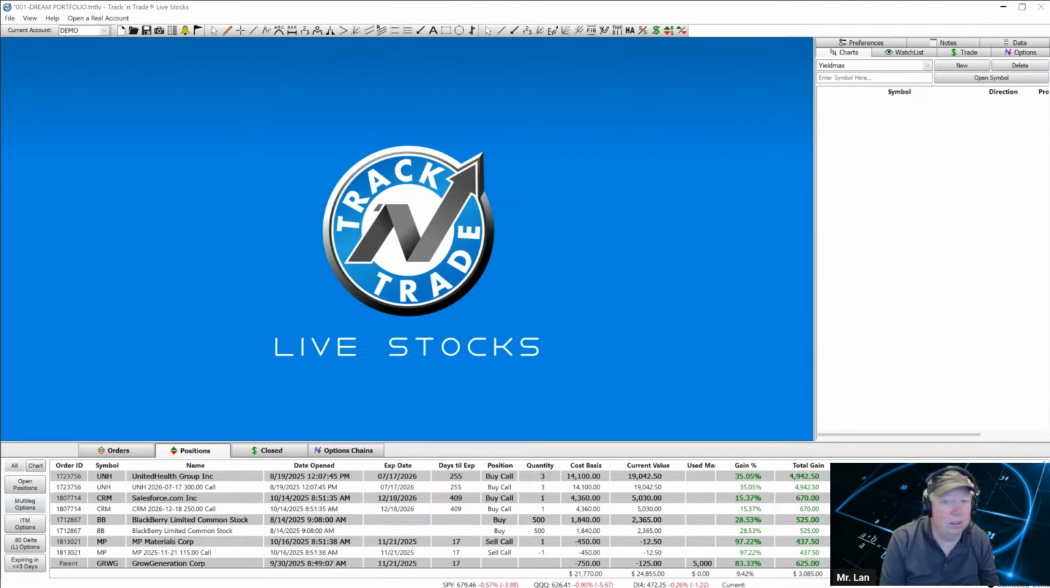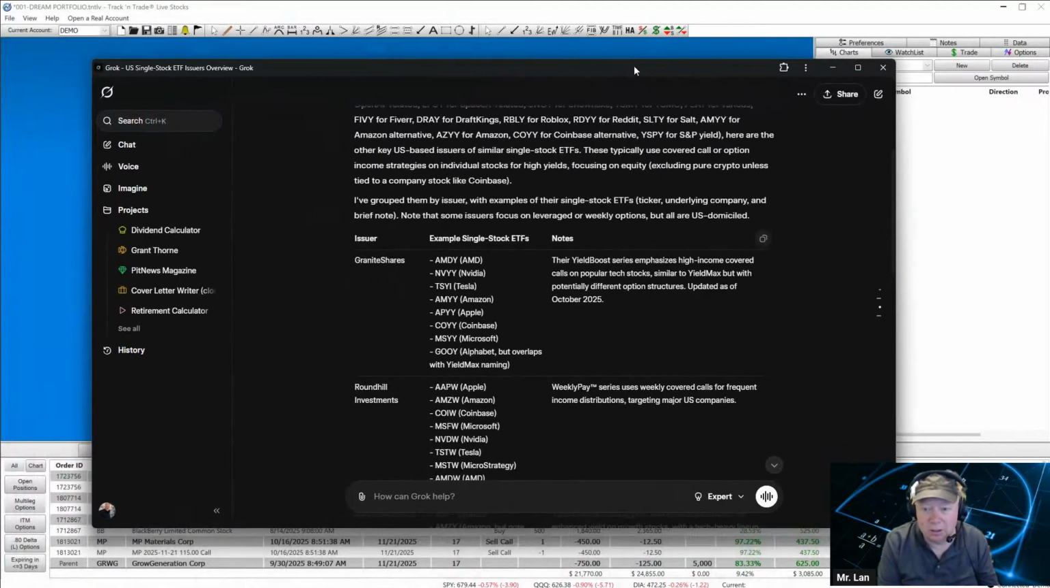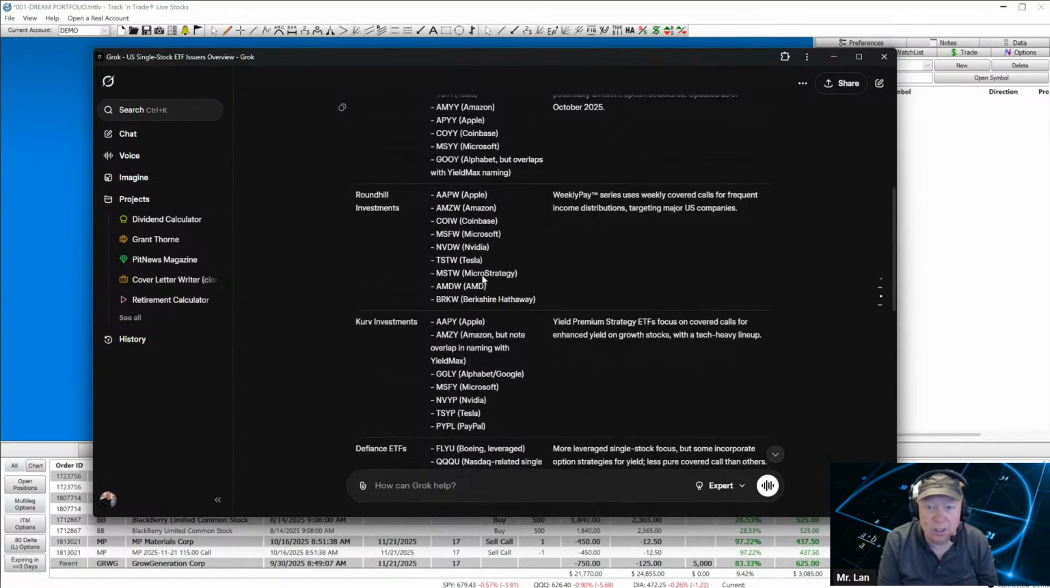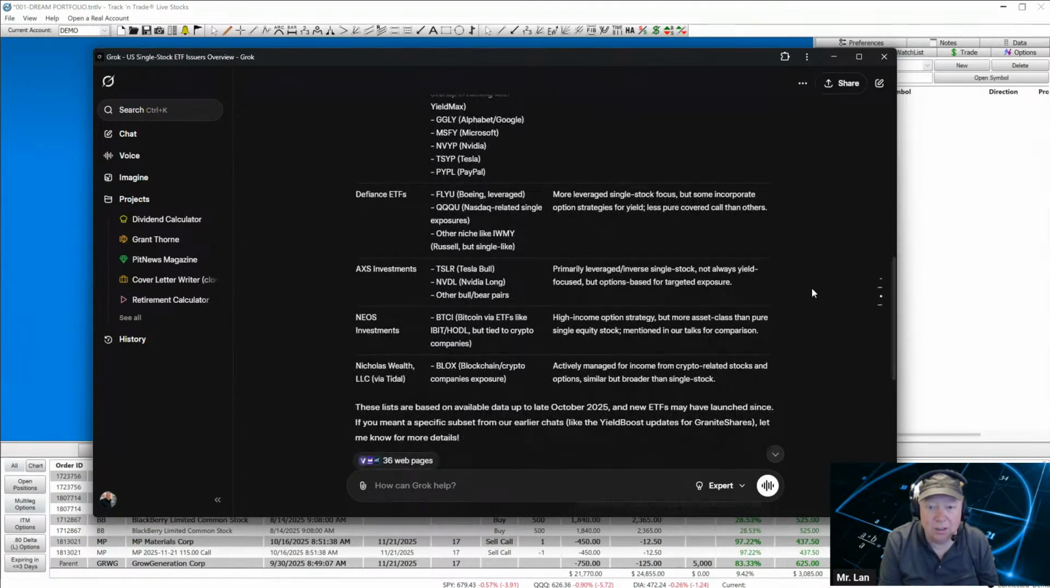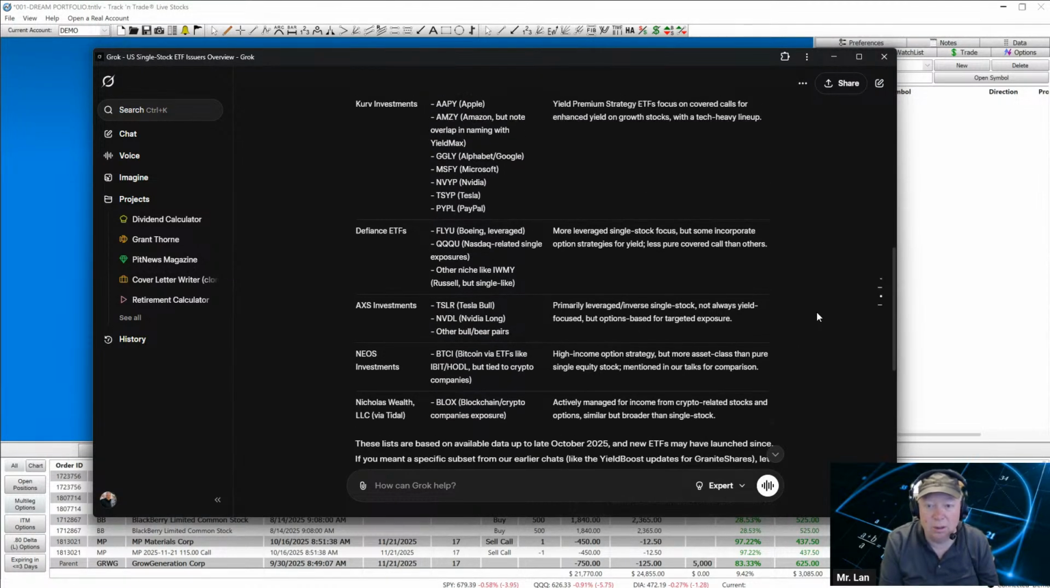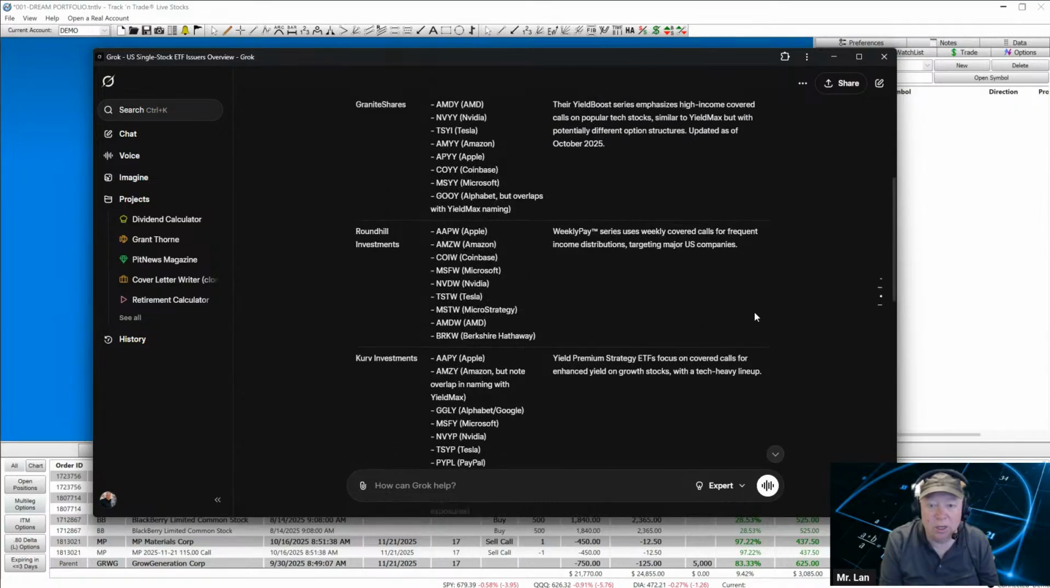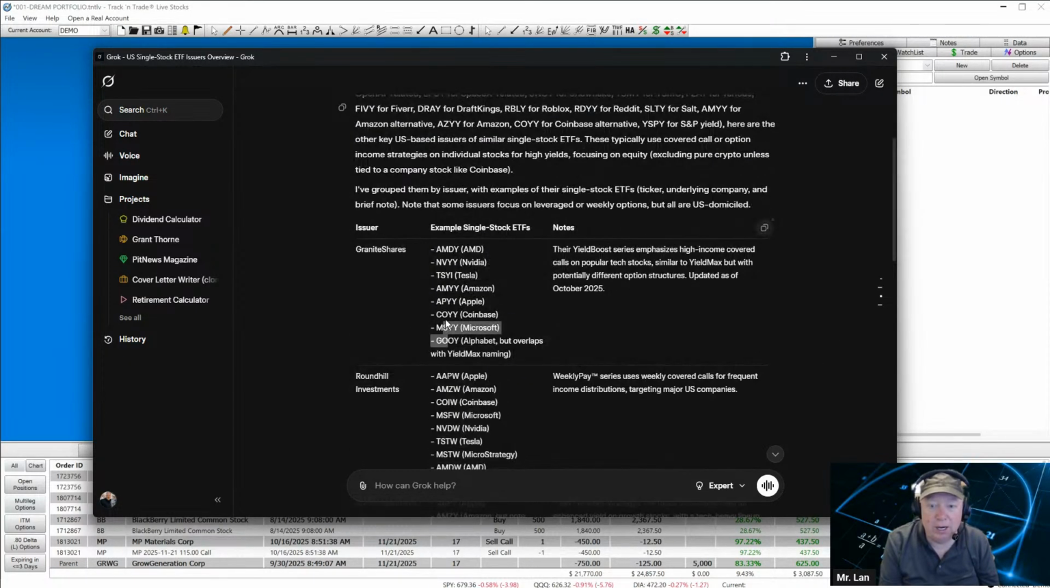I wanted to get your camera back out again. I didn't finish scrolling this down. This is Granite Shares, Round Hill, Tidal, Curve, Defiance, AXS, Neos. These are some that you can go look at. We haven't really done much with them. The ones that I've looked at most are the Round Hill. I've owned a bunch of Round Hills. I've owned a bunch of Granite Shares. And mostly right now, all of mine are Yield Max.